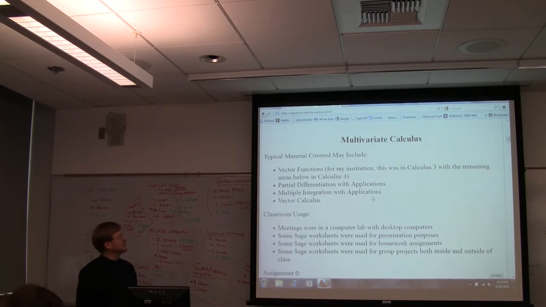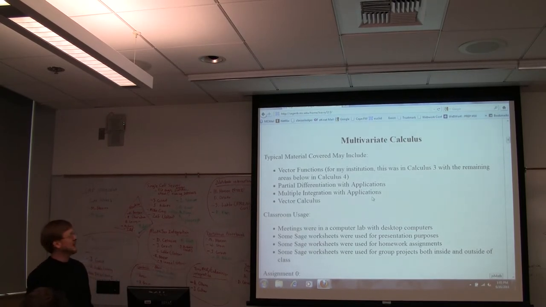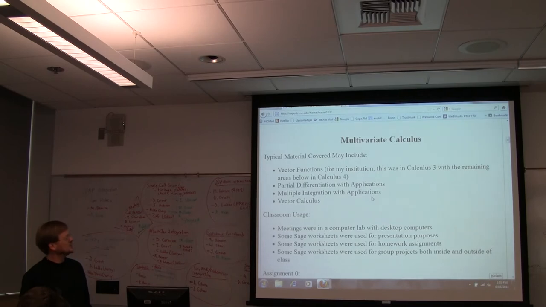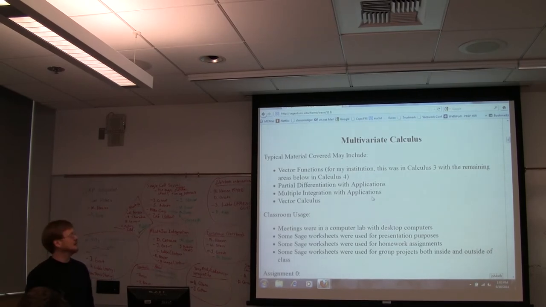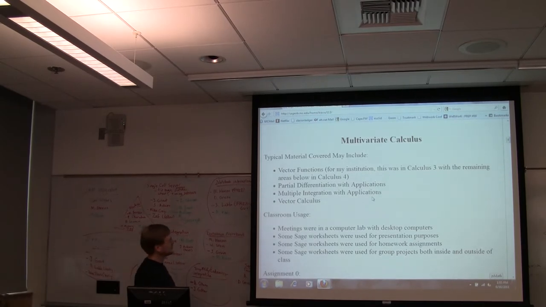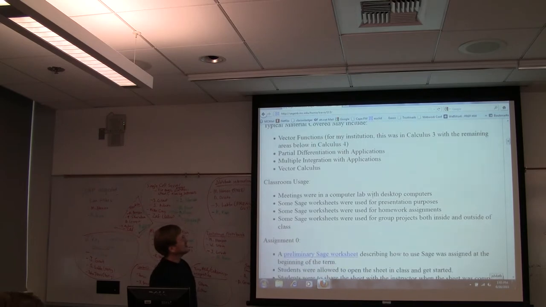But for a multivariate course, typical things you cover are vector calculus, vector functions, multiple integrals, multiple regression, and then vector fields and such. At my institution, vector functions is in Calc 3. I don't have any spreadsheets or worksheets for that, although I did steal one that I'll try to show you. We actually meet in the computer lab.